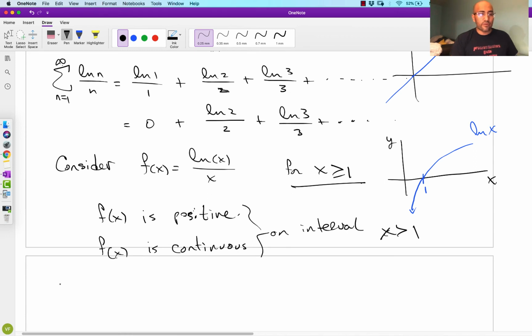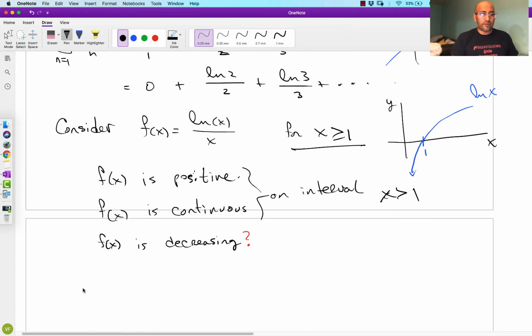Okay, so to find the derivative, let's put what we want to say is decreasing. And we'll put a question mark here because we haven't proved that yet. Okay, so is it decreasing? To figure out that it's decreasing, I need to find the derivative, f prime of x. Okay, f prime of x, well, that's going to be d dx of my function, which is equal to ln of x over x.